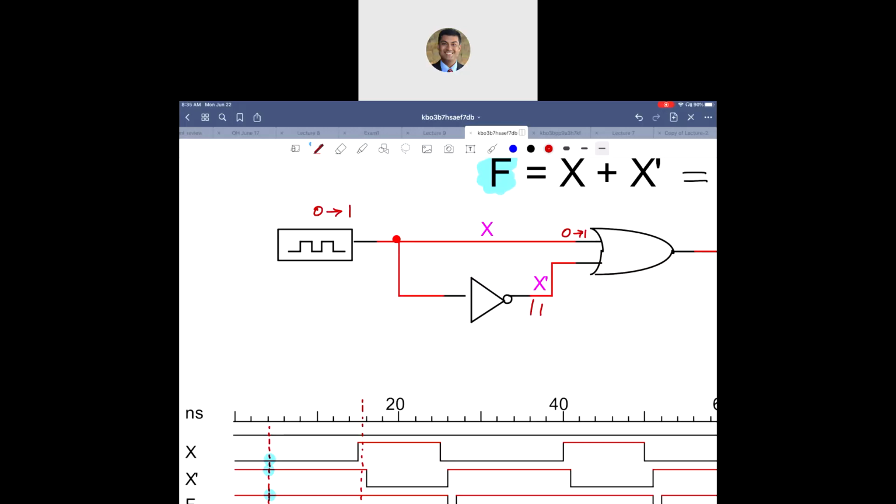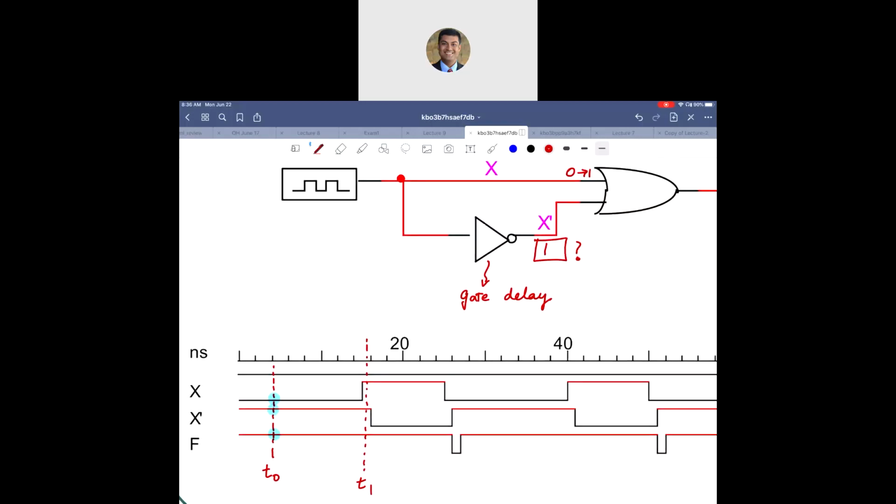But what about this guy? Does that change immediately? No, it will take some time. Why? Because of the gate delay of this NOT gate. So it is going to take a very small, but still there is going to be some finite time delay, gate delay of the NOT gate. That is why the x complement changes from 1 to 0 slightly after the change in x.